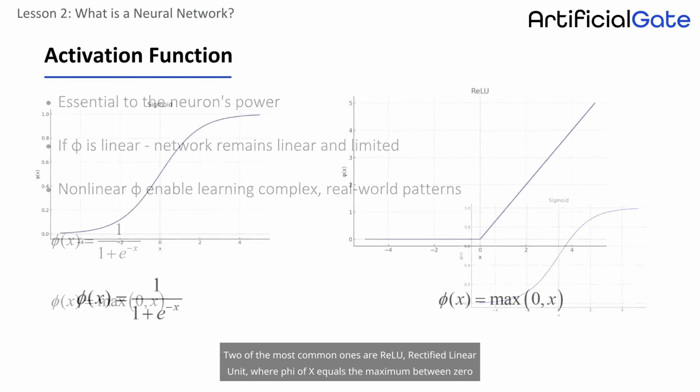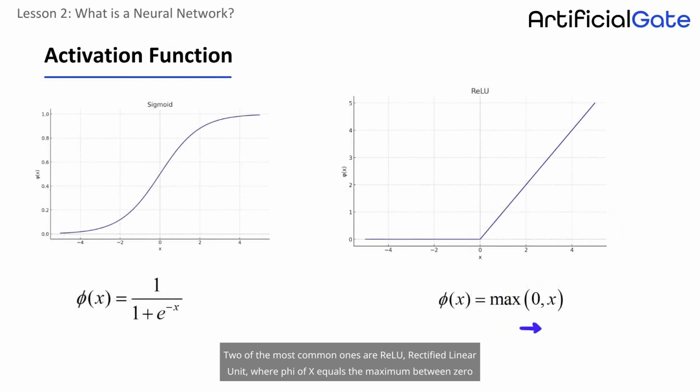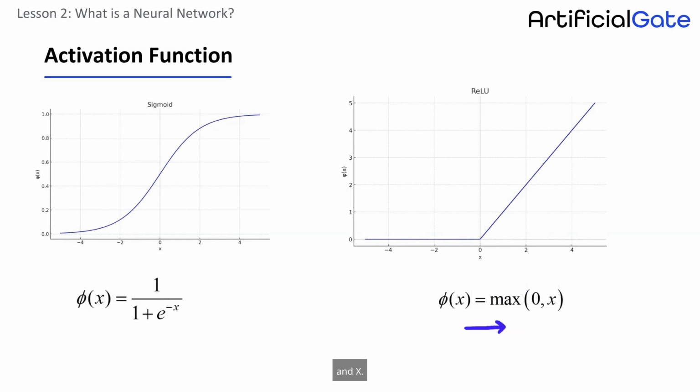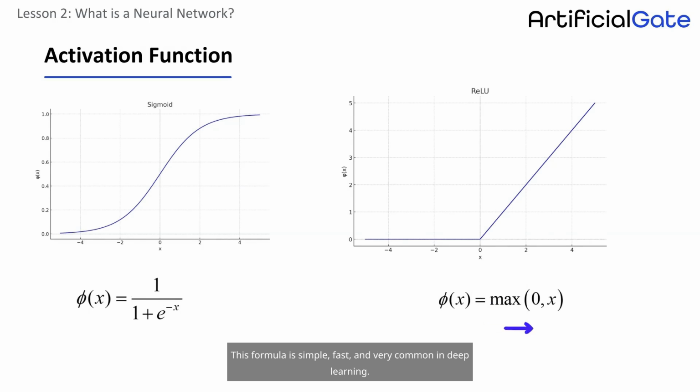Two of the most common ones are ReLU, rectified linear unit, where phi of x equals the maximum between 0 and x. If x is negative, the output will be 0. If it's positive, it passes through as is. This formula is simple, fast, and very common in deep learning.